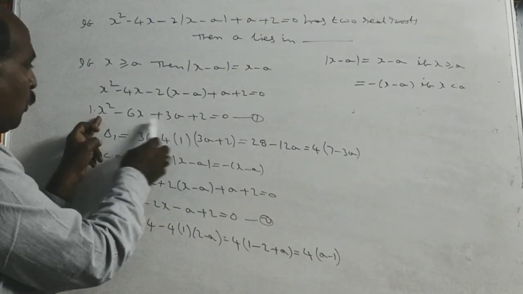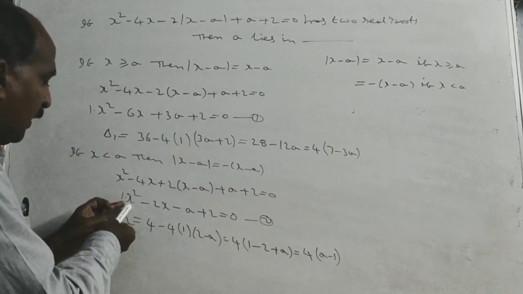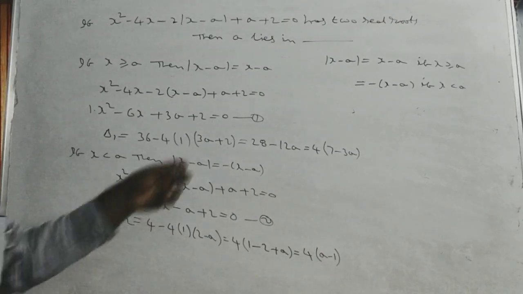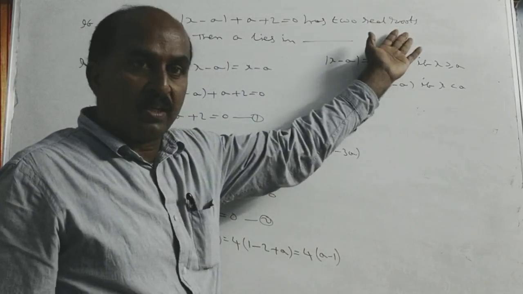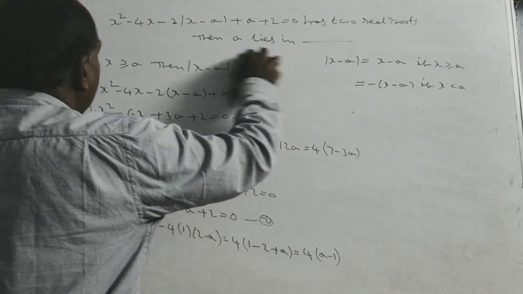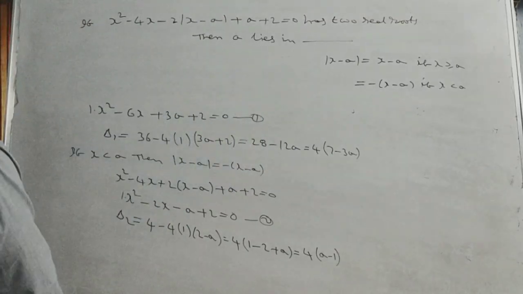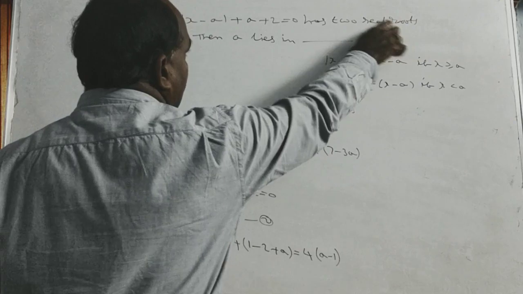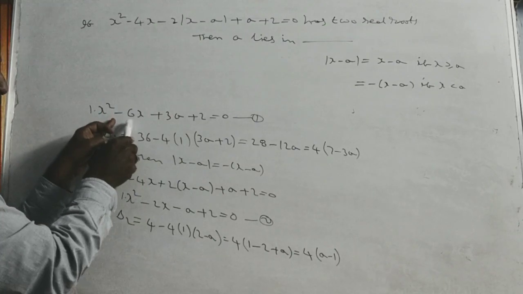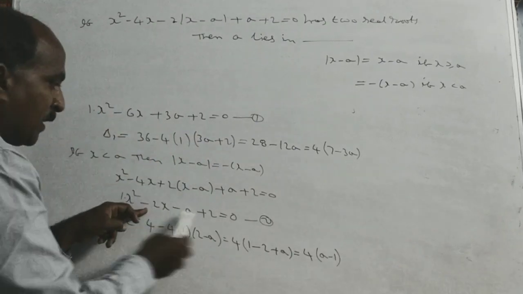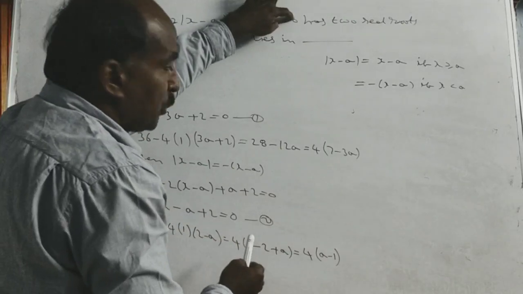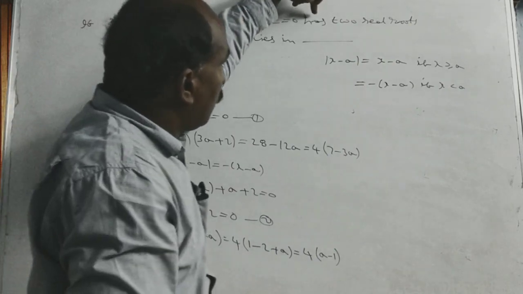Let equation 1 be p(x) = 0, and the second quadratic equation be considered as q(x) = 0. We know that p(x)·q(x) = 0 has two real roots if delta 1 into delta 2 is negative. Given that this equation has two real roots, that means p(x)·q(x) = 0 has two real roots. Here 1 represents p(x) and 2 represents q(x). This equation represents p(x)·q(x) = 0.